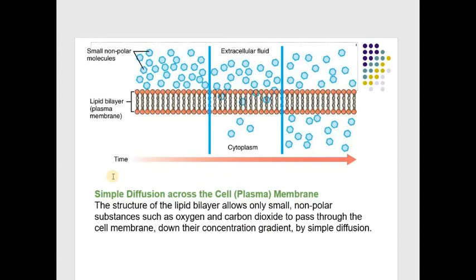Okay, so there's multiple different ways that we can get materials to cross the plasma membrane. Some of them are going to require some of those membrane proteins, but not everything. One super easy way to get things across the plasma membrane is through just diffusion.